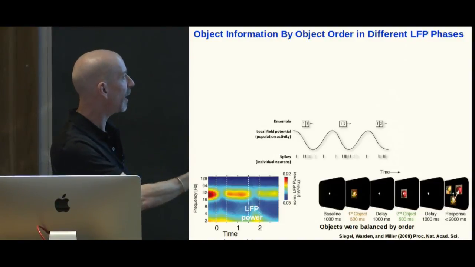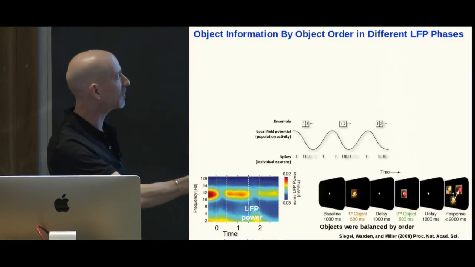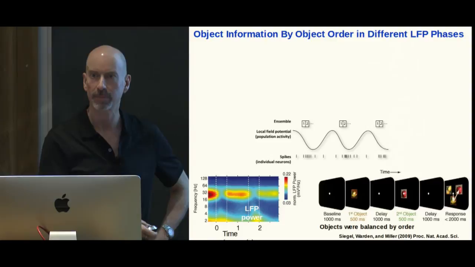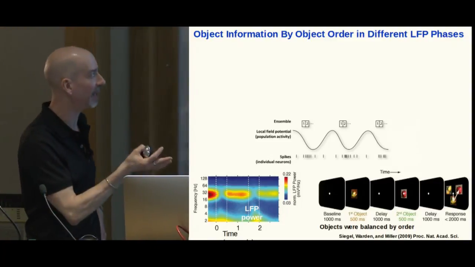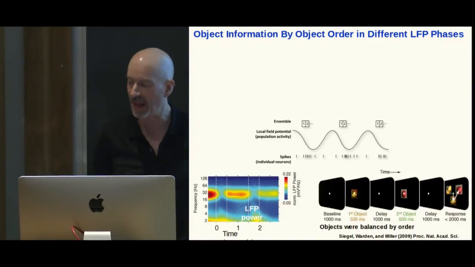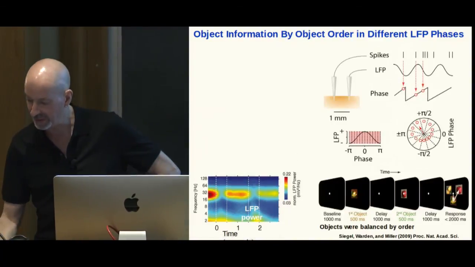But then when the stimulus went off and the monkey was staring at this blank screen, the oscillations returned. They went away again during the object presentation to return during the memory delay. So the prefrontal cortex does oscillate during the memory delays of this working memory task. What about this phase coding effect?